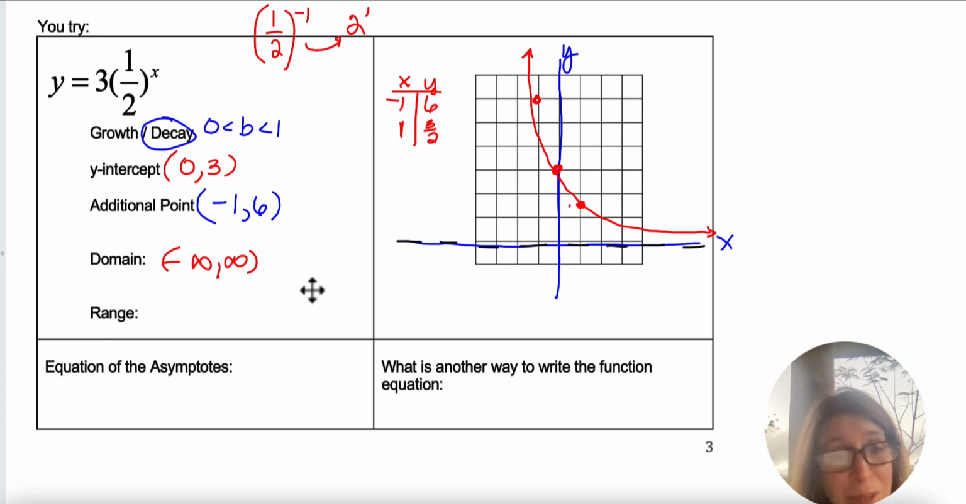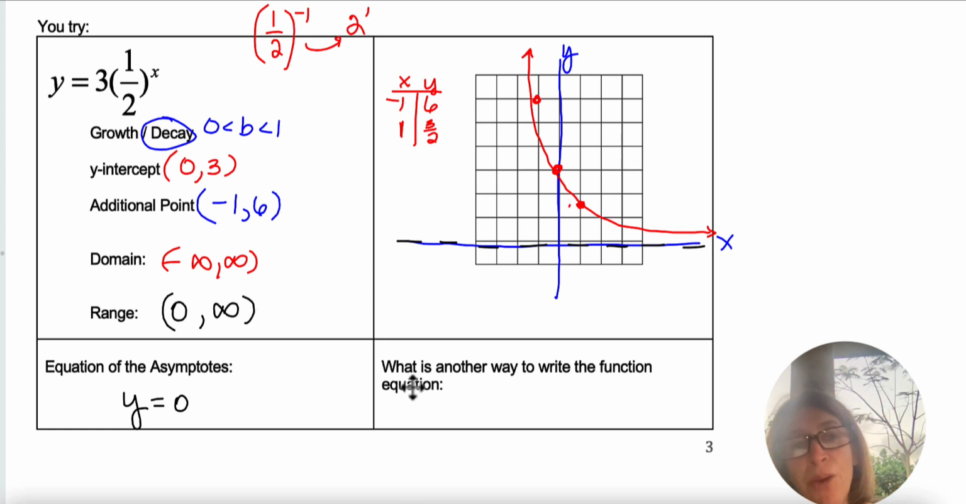The equation of the asymptote still is going to be 0 because this graph is never going to be able to reach 0 no matter what input I put in. And therefore, my range would be 0 to infinity. We're going to talk about other ways that we could actually write this function if we wanted to, using the laws of exponents in another unit.